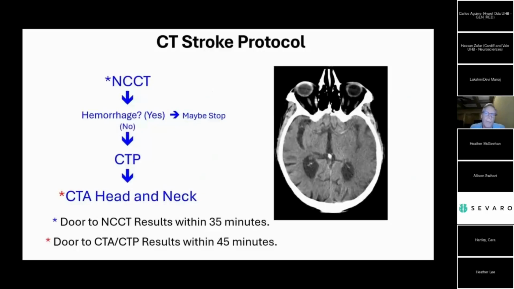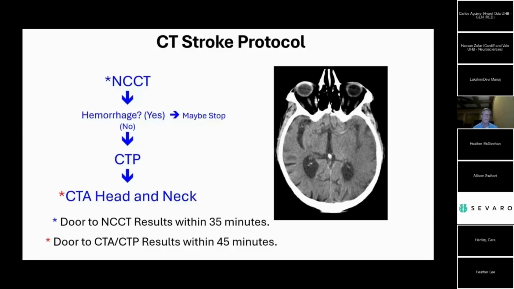So let's talk about the stroke protocol. The stroke protocol, the one that I advocate, includes a non-contrast CT. If there's no hemorrhage, of course, 85% of people do not have a hemorrhage with a stroke, you go on to CTP, and then you do the CT angiogram of the head and neck. If they have hemorrhage, such as a subarachnoid hemorrhage, you maybe stop. Probably subarachnoid hemorrhage, non-traumatic, you don't stop. You go to the CTA to look for the source of the hemorrhage.